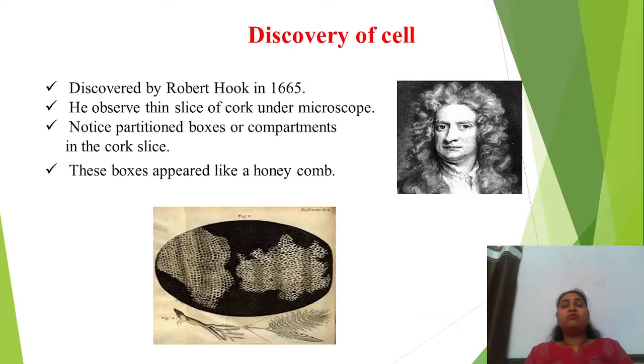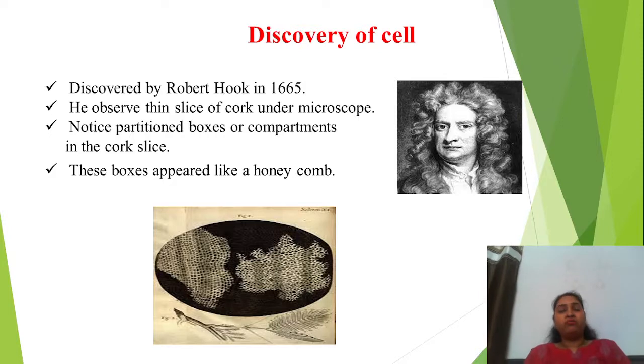So, the question arises, who discovered the cell? The cell was discovered by Robert Hooke in 1665. He observed a thin slice of cork under a compound microscope. In that slice, he noticed some compartments or block-like structures. These structures look like a honeycomb. That's why he named each box, each of these structures, a cell.